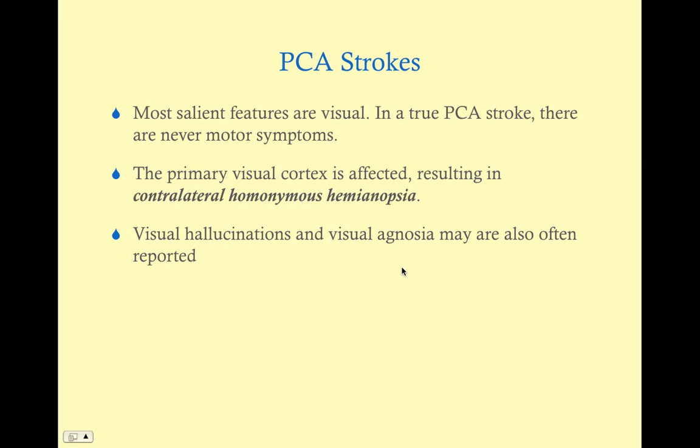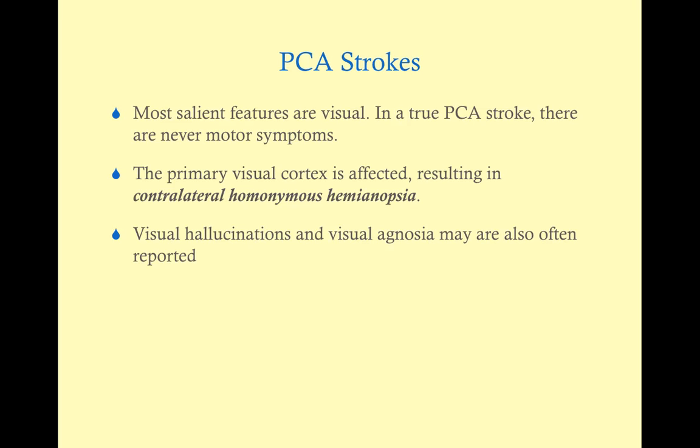Okay, so how about PCA strokes? So remember, the posterior cerebral artery is the last branch of your posterior circulation before it anastomoses as the posterior communicating artery. PCA strokes are generally visual. Why is that? Because the posterior cerebral artery supplies your occipital lobe, and your occipital lobe is responsible for vision. It holds your visual cortex. So the most salient features of PCA strokes are visual.